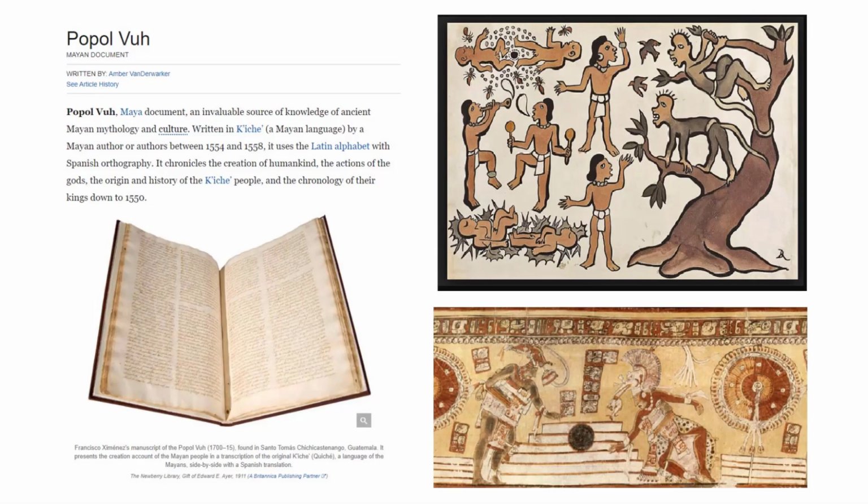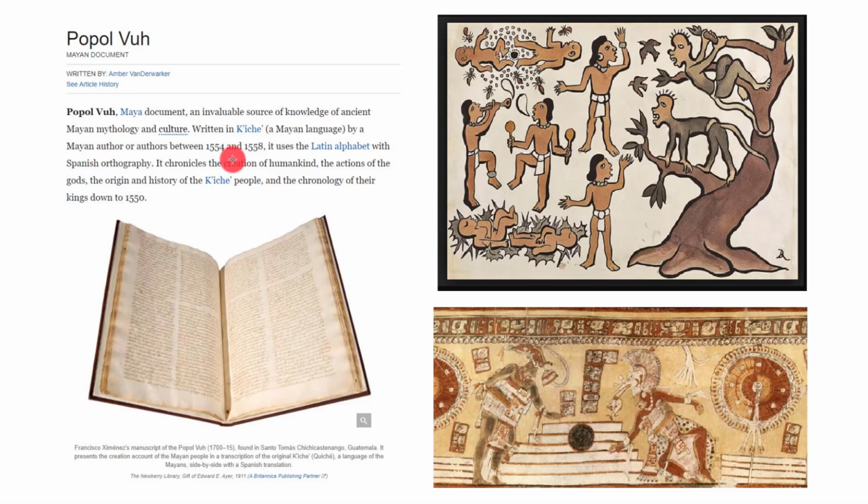This unit we're going to look at the Popol Vuh, which is a really interesting book. This information comes directly from the Encyclopedia Britannica. I'll read right from the encyclopedia. This book was written by a Mayan author sometime between 1554 and 1558. And he wrote this book in Quiche Maya.